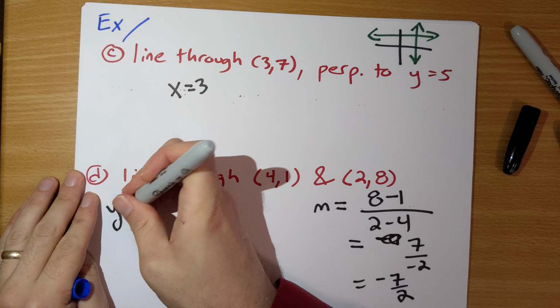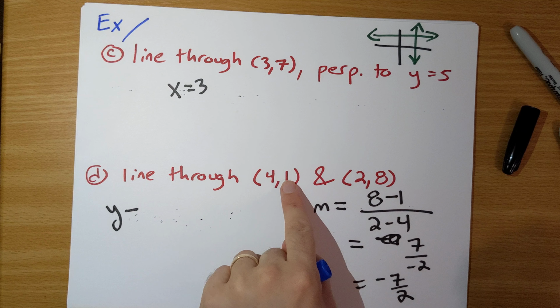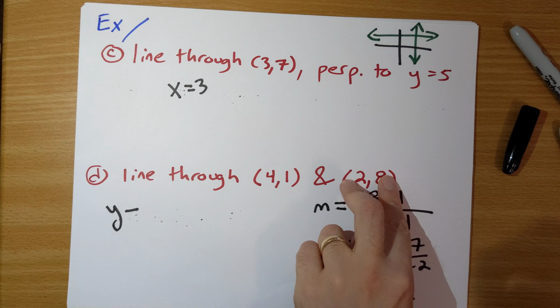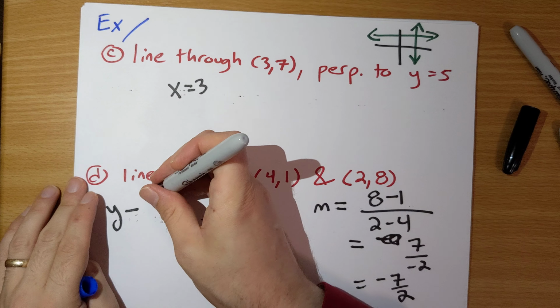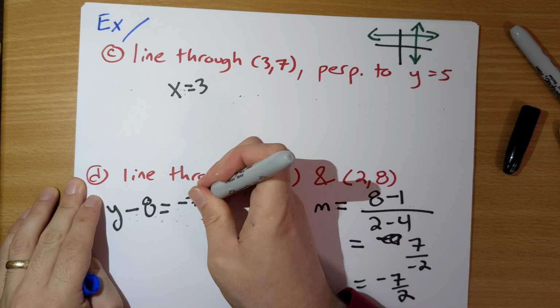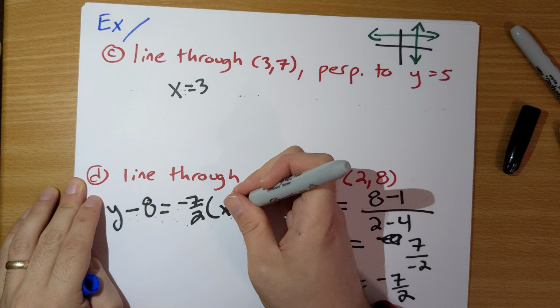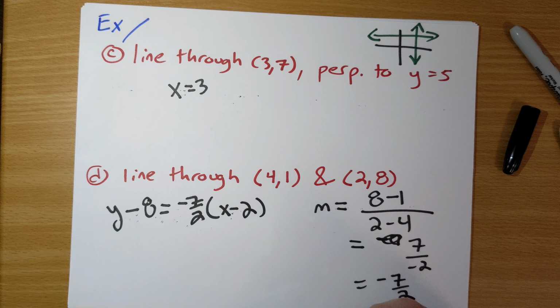And so y minus, we can use either point here. You can either use this point or this point. I'm going to use this point. y minus 8 is equal to -7/2 times x minus 2. So those are some examples of finding equations of lines, an important task to be able to do.